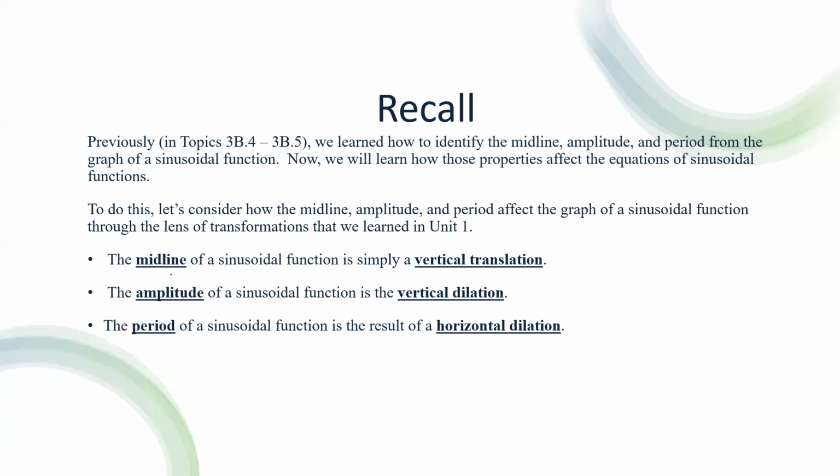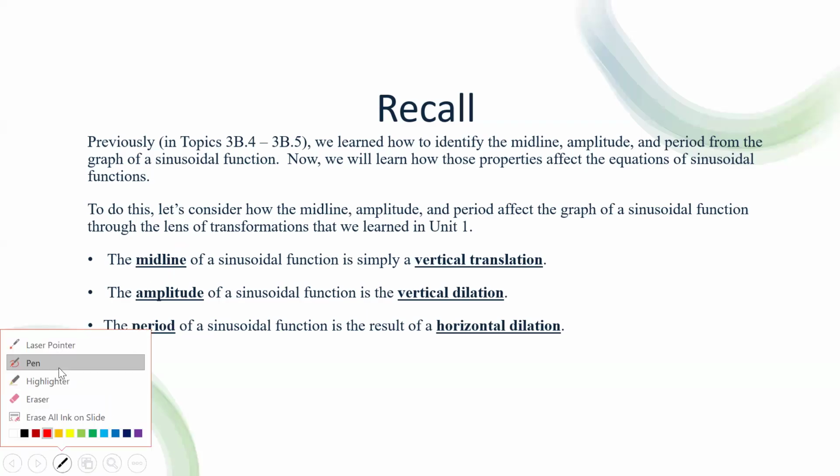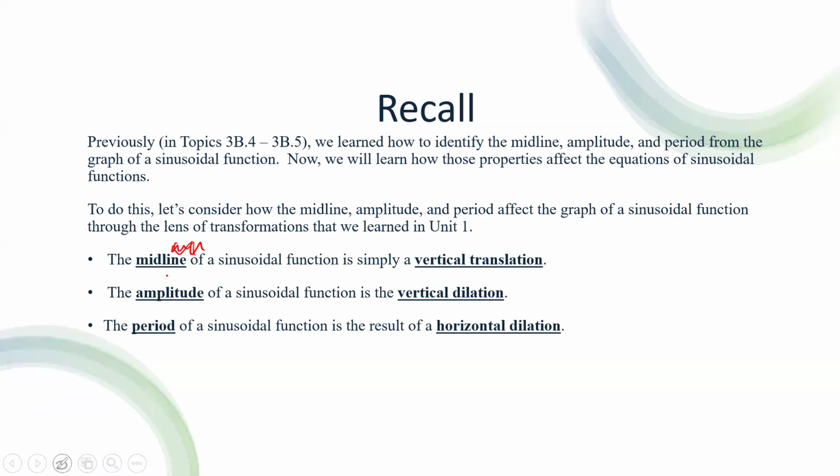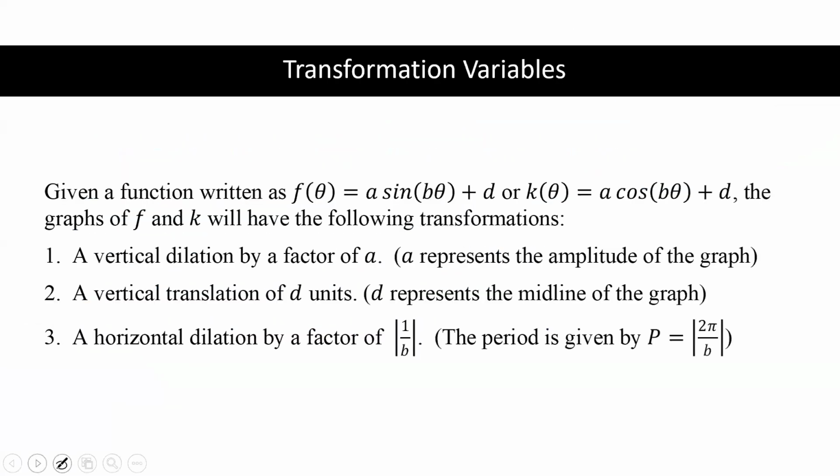Got it? So again, a midline is just a vertical translation. Amplitude is just a vertical dilation. And period is just your horizontal dilation.